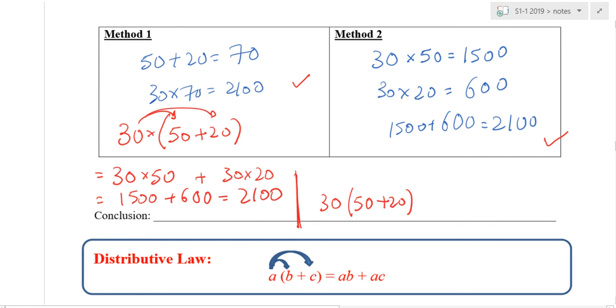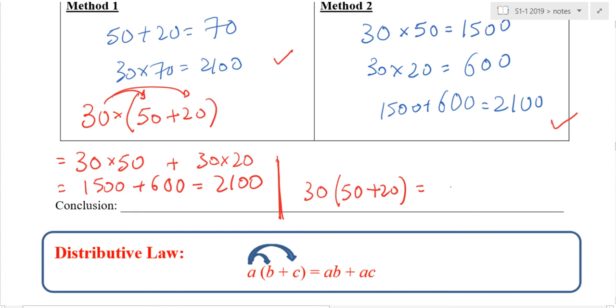Question. How come there isn't a sign in between them? It means what? Multiply. So 30 times 50 plus 20 will be equal to this. Okay, so this is the conclusion you want to write. Can follow?